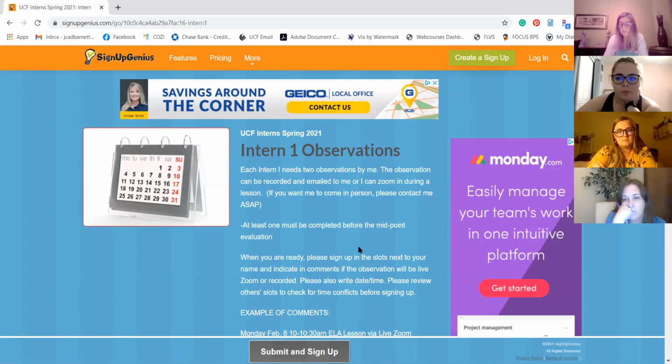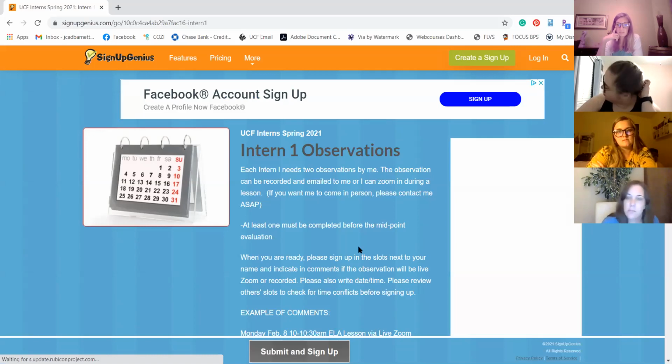Zooms could be done live. Just set up the computer at the back of the classroom, and make sure that you have that permission slip signed by the parents in case the kids are on the screen at all. But really the camera should just be facing you. I could see some of the kids or the backs of their heads, but really I need to see you, how you're interacting with the kids and how well you're implementing your lesson plan.